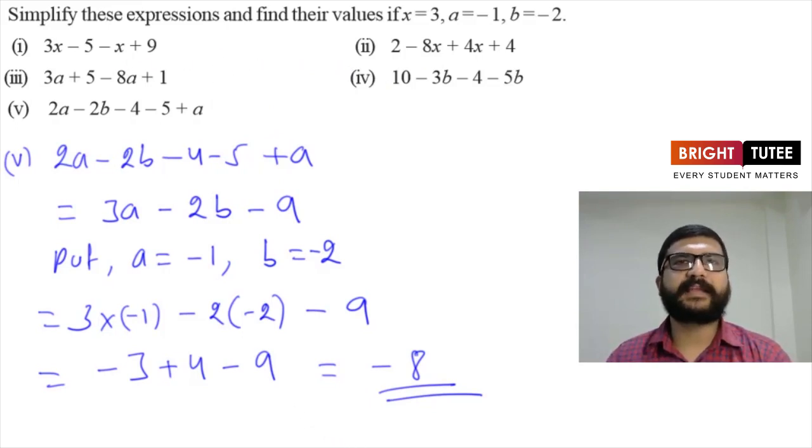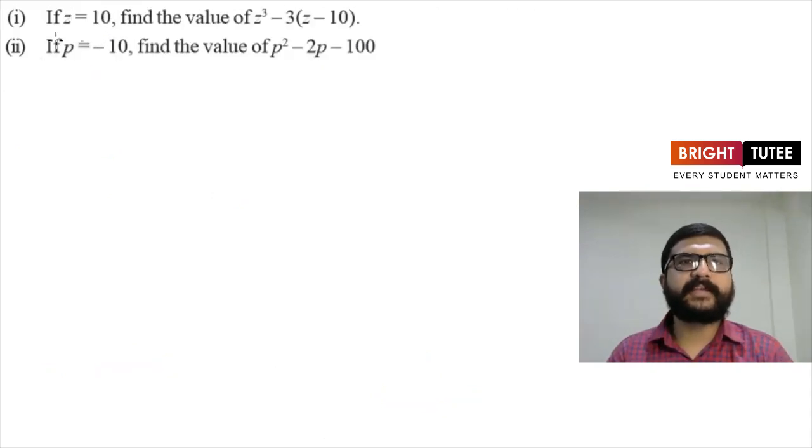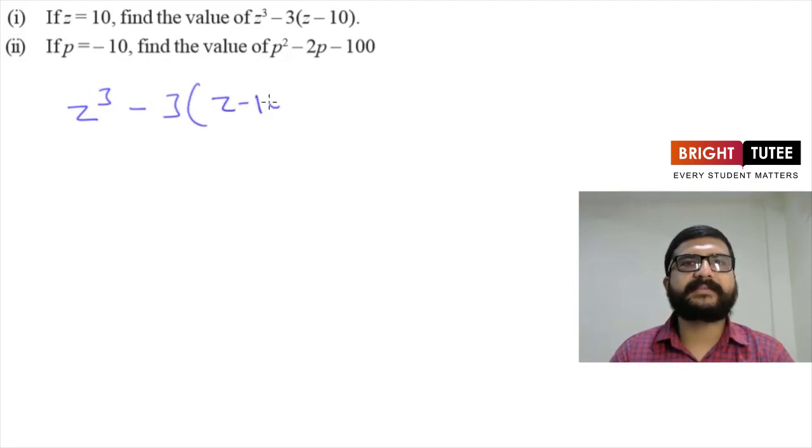Now let's move to the next question. The first one is, if z is equal to 10, find the value of z cube minus 3 multiplied with z minus 10. So let's simplify this expression first, or we can directly put the value of z as 10 here. So we are having z cube minus 3 into z minus 10.